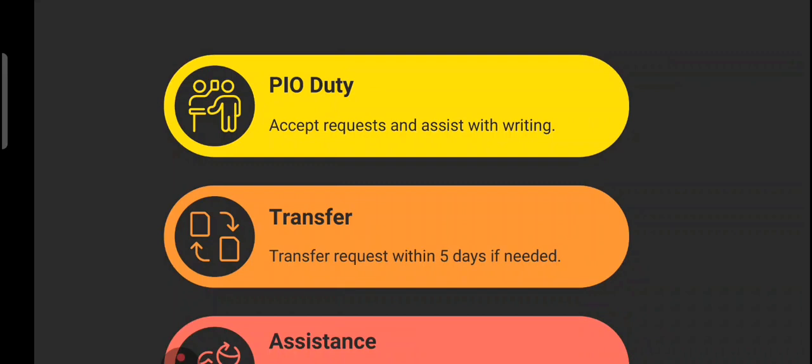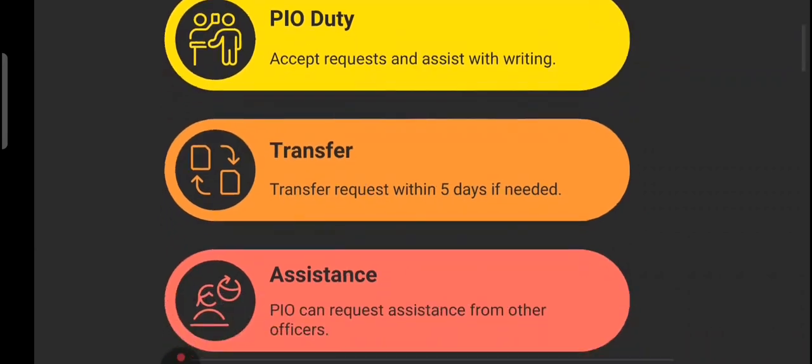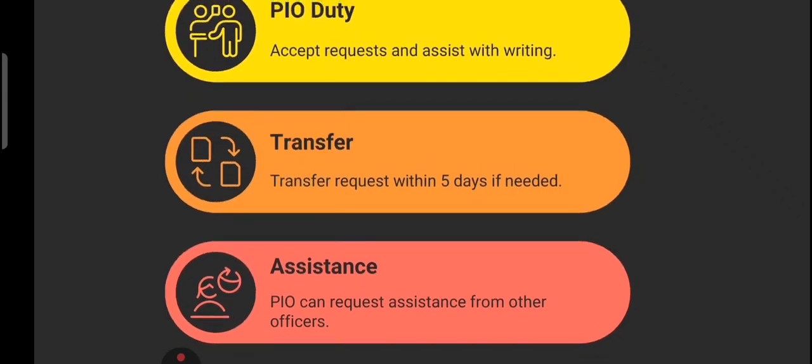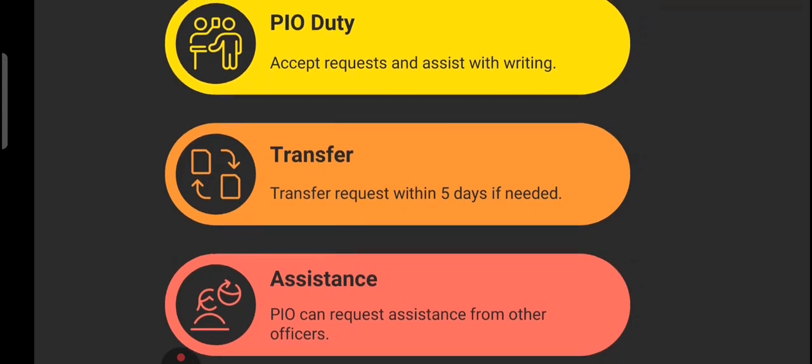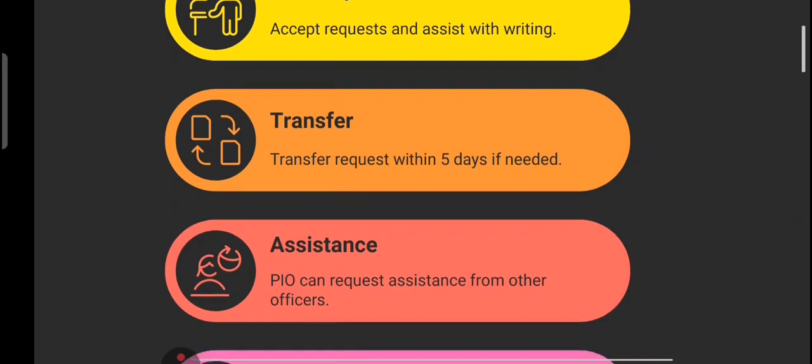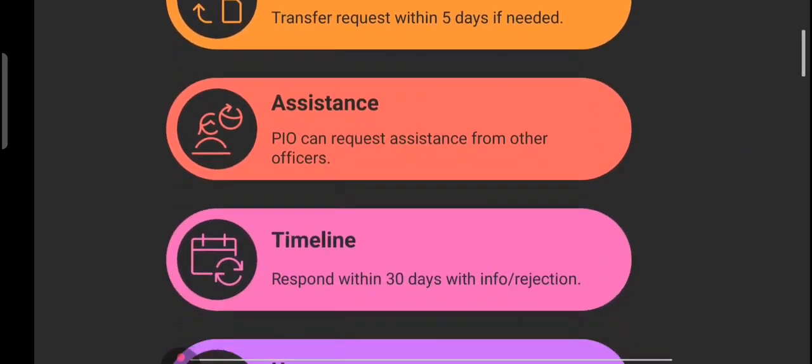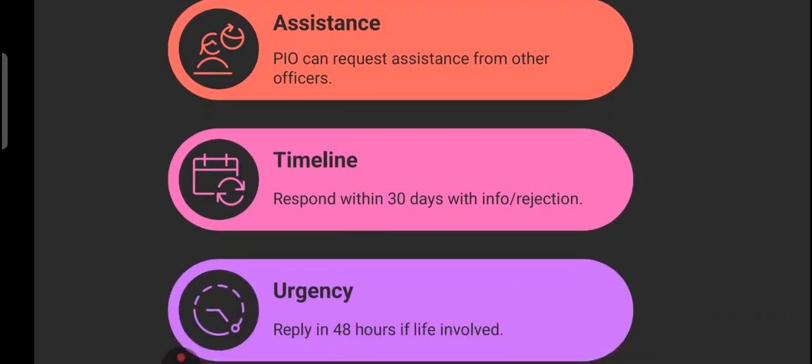Now, if the request is not related to their department, the PIO must transfer it to the correct department within 5 days. Very, very important. I told you every department has a PIO, so they are the point of contact. The PIO can also seek help from other officers if required to process your request.